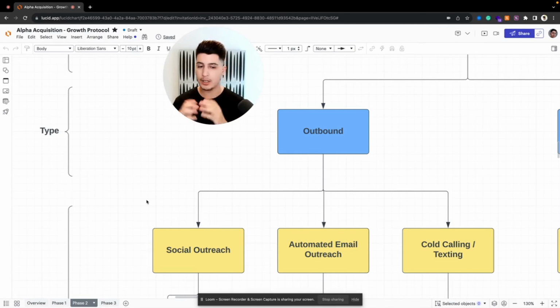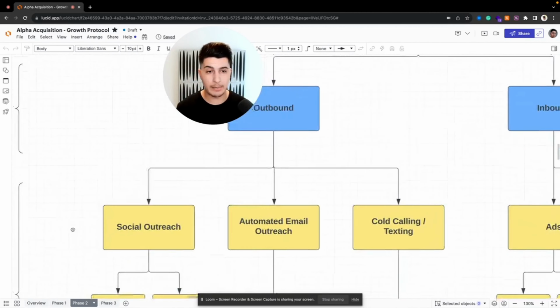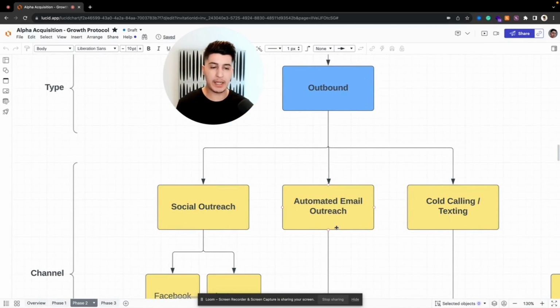So if you are on a local brick and mortar vertical, probably this will not apply to you, or will be a little bit different, but will apply 100% for all the online business models. Okay, with outbound, you have social outreach when it comes to the channels, okay? Automated email outreach, cold calling, and texting. I'm not counting in door-to-door or networking or affiliate.